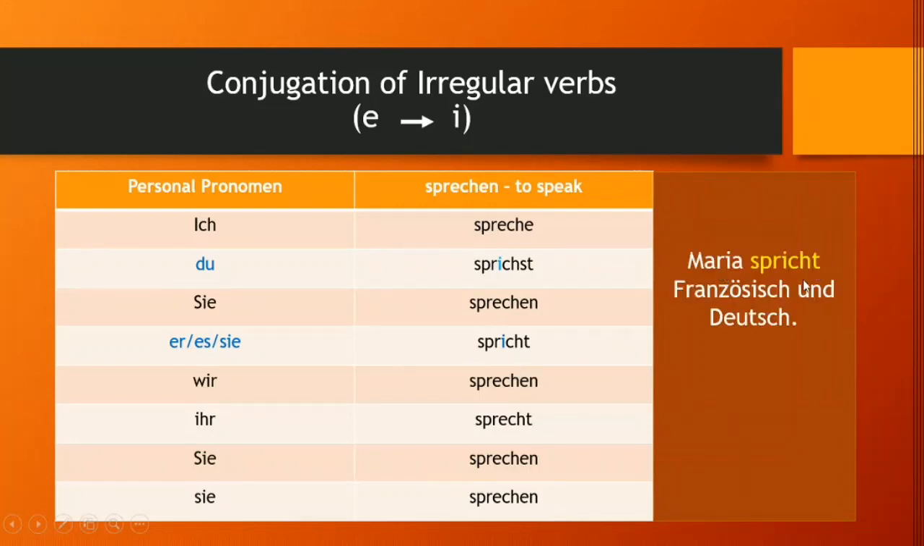Maria spricht Französisch und Deutsch. Maria speaks French and German. And we've used spricht over here because it's sie, third person singular.